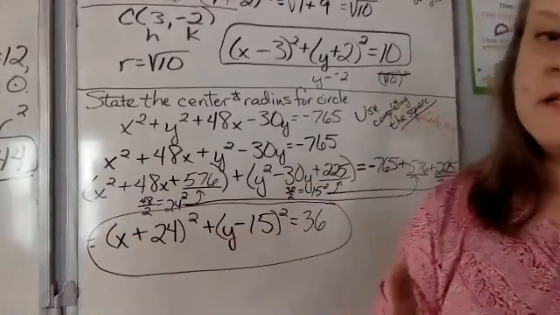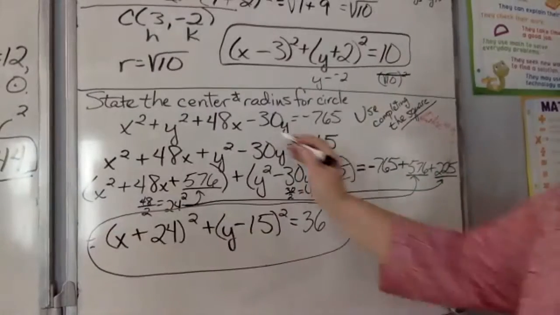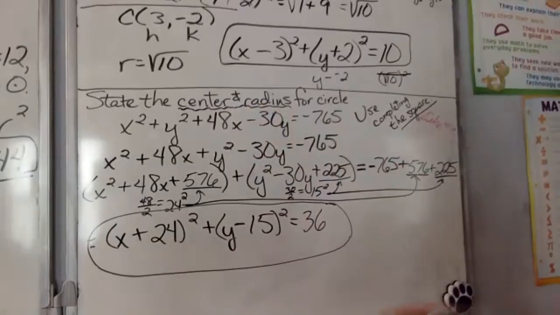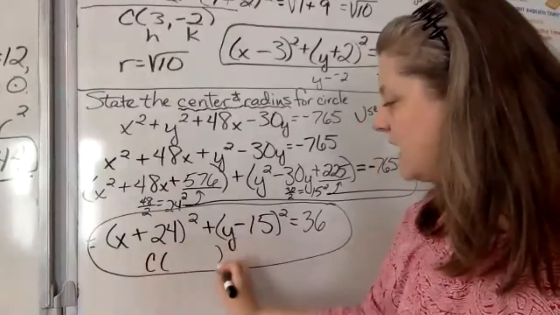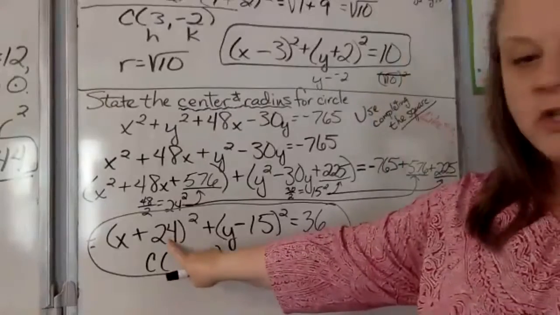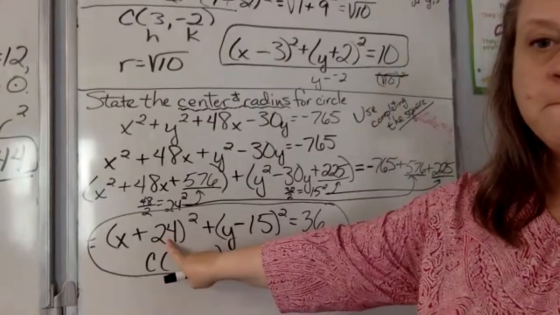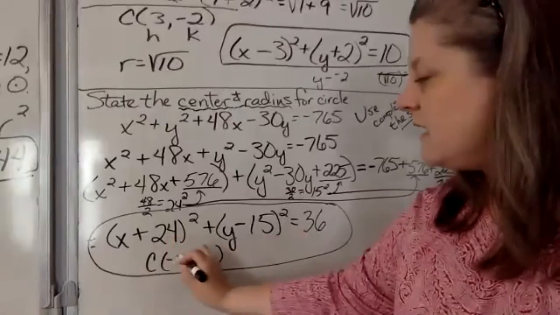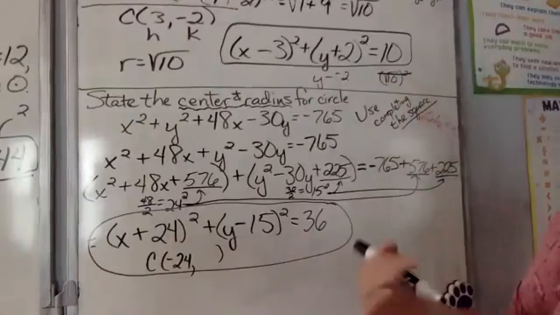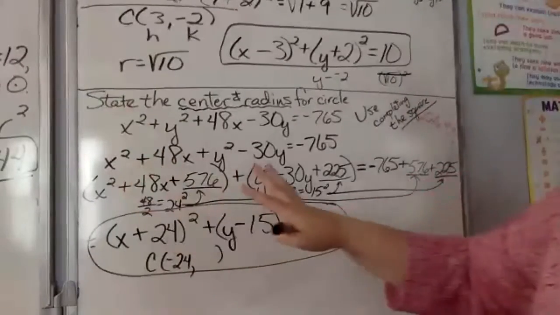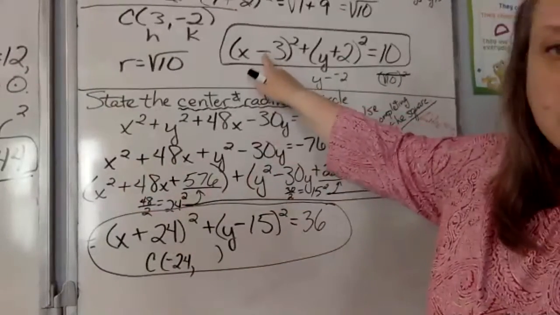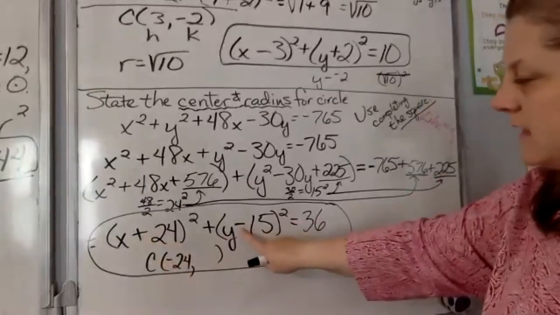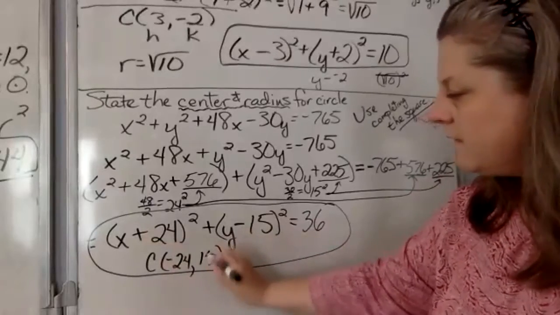Now, we're not quite done yet because it also wanted you to state the what? The center and the radius. So remember, your center is the h and the k. So what is my h? 24. Is it positive 24? No. It's going to be negative 24 because if you remember in our formula, it's always a minus sign. So for this to be positive, that had to have been a negative. Now this is already a minus sign, so my k is 15.